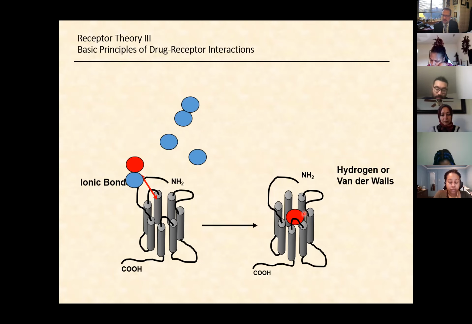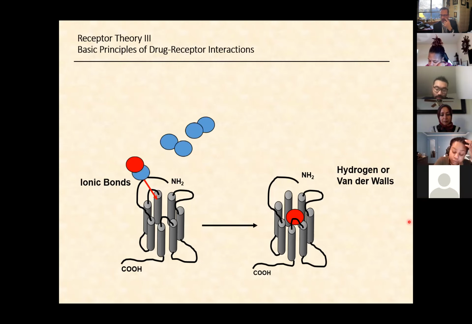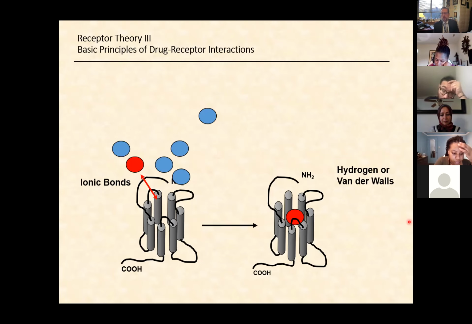Everybody understand that concept? Any questions? Dr. Kohei. Yeah, Justin. Good morning. Good morning. I was wondering, do all drug receptor interactions involve all of these? Do they always need ionic, hydrogen, and van der Waals, or?